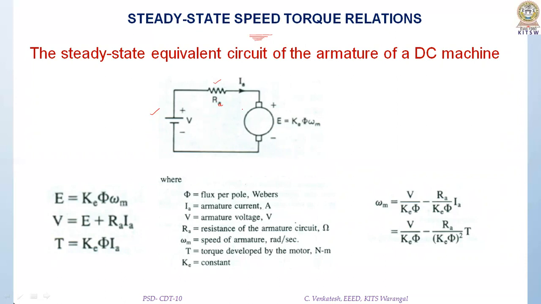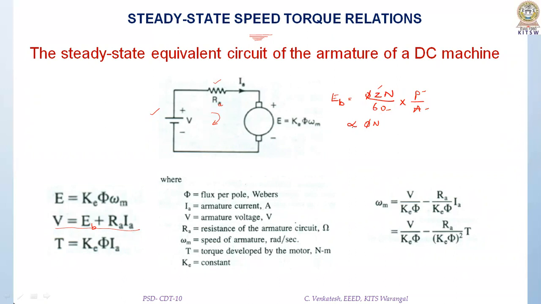Let us say this is RA, which indicates the total resistance of the external resistance and also the armature resistance. Then we can write the KVL equation as V is equal to E plus IA into RA. This E, or we can write it as EB, is the back EMF. Back EMF is given by phi Z n by 60 into P by A. So you can see that this back EMF is proportional to flux and speed. The other parameters Z, P, A, 60 are constants.